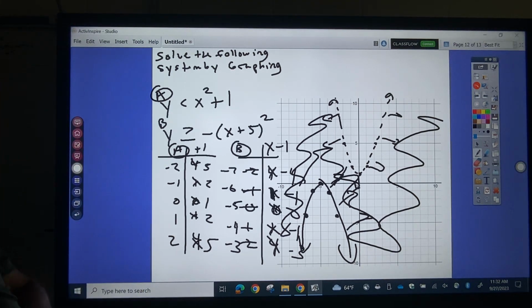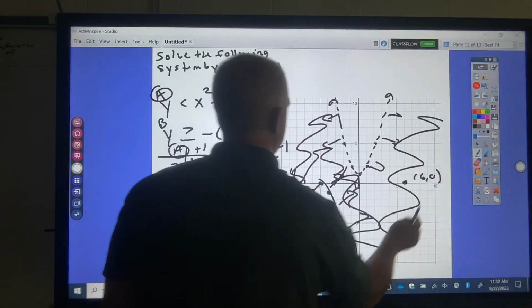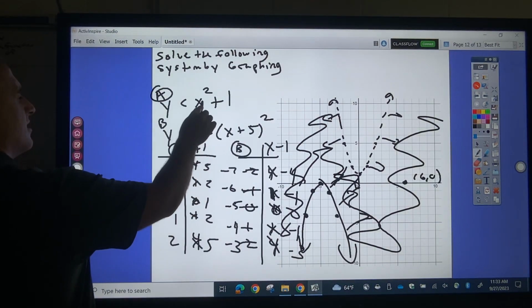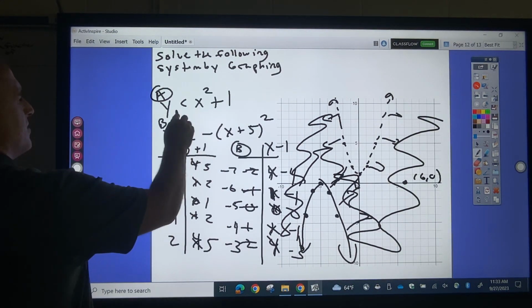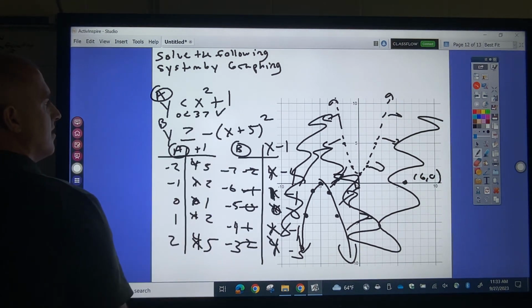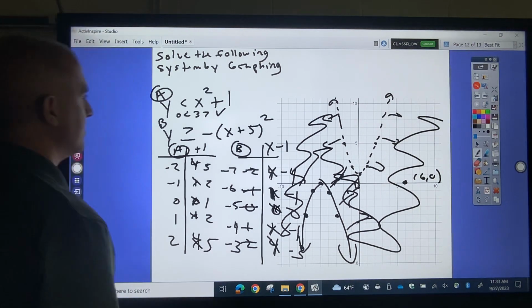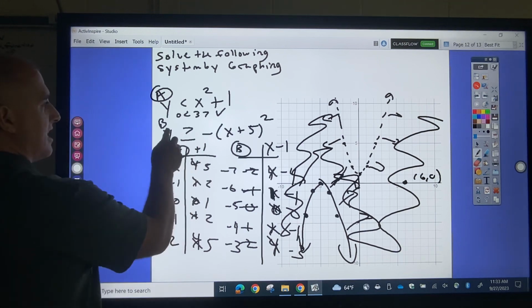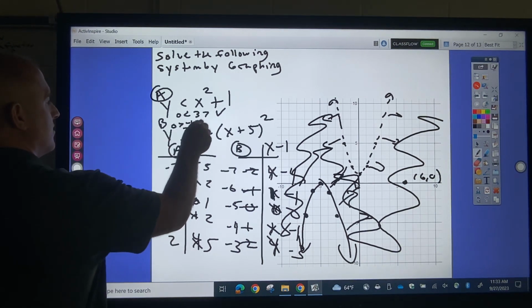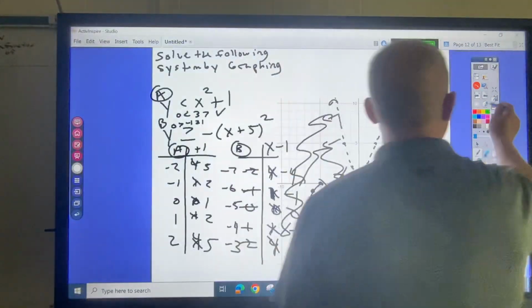For instance, if I picked 6, 0, if I put 6 in here, that'd be 36, 6 squared would be 36 plus 1 would be 37. 0 is less than 37. If I put 6 in here, that is 11. 11 squared is 121, but a negative there makes that -121. So that's why that area works for both inequalities. So we want to shade outside there.